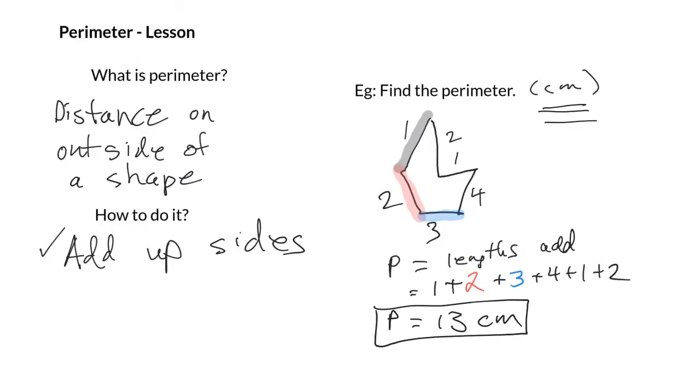So once again, how did we do that? We went around the entire shape, we did the complete cycle around the shape, and each time we went to a different side, we just added it to the total.